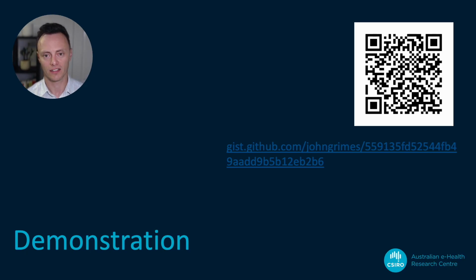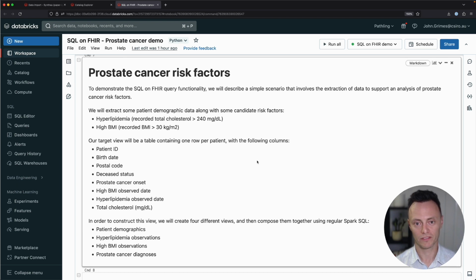For the demonstration, I'm going to go through a Jupyter Notebook example. Feel free to follow this link if you would like to examine the notebook in more detail. I'm going to be using Databricks as a convenient way to run my notebook, but this code can also be run locally or using any environment that has access to Python and a Java runtime environment. The example we've chosen to demonstrate today relates to prostate cancer risk factors. We're going to create a number of SQL on FHIR views from synthetic patient data to support the analysis of some candidate risk factors.